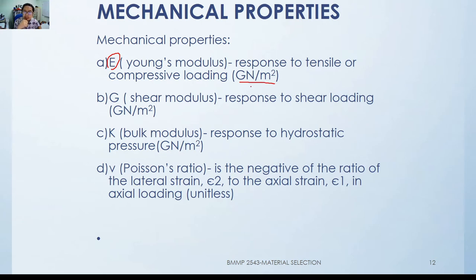Next is shear modulus with a capital G, and this is the response of a material being subjected to shear loading, and it has the same unit as the Young's modulus. Next is bulk modulus, with the symbol K, and it's the response to hydrostatic pressure, with the same unit, Newton over square meter. And finally, Poisson ratio, in italic v. This is the negative of the ratio of the lateral strain to the axial strain in axial loading.